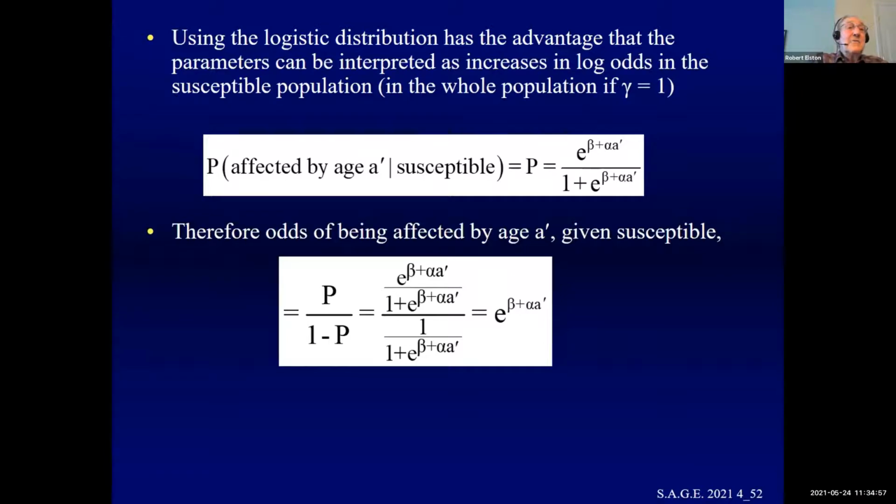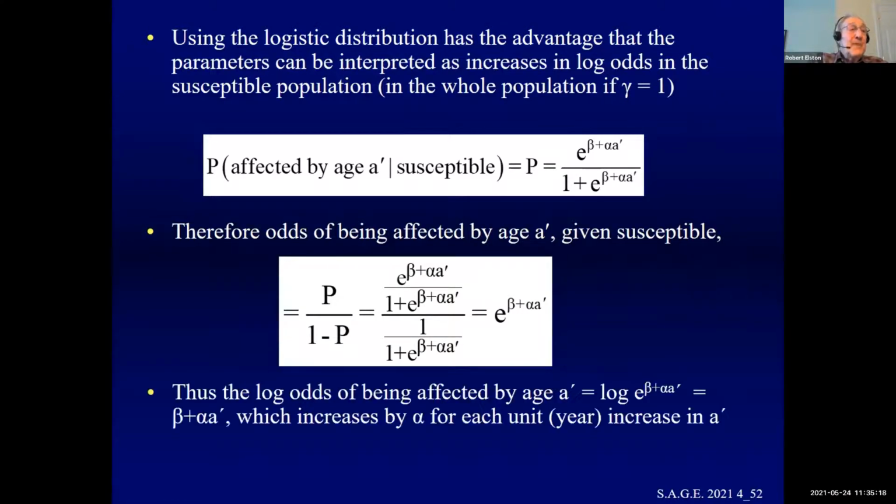And so the odds of being affected by age A prime given susceptible, you take this P, substitute in, and it's this simple: e to the beta plus alpha A prime. A prime is the age at examination. Thus, the log odds of being affected by age A prime is the log of this, in other words, just beta plus alpha A prime, which increases by alpha for each unit, in this case year, increase in A prime.